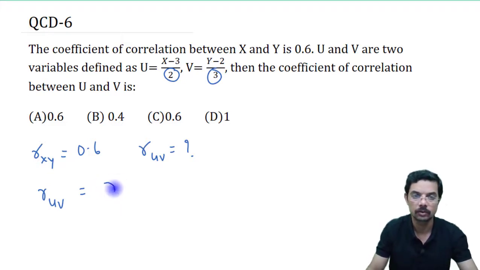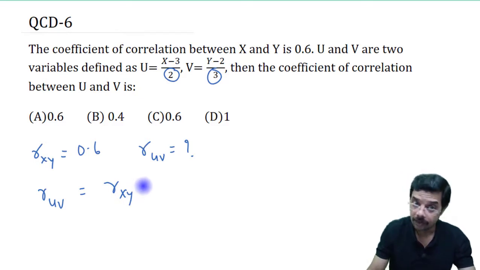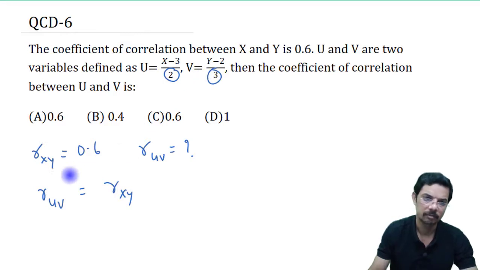R of XY will be equal to R of XY, or it will be equal to minus R of XY. It will be equal to R of XY if the signs of the scale factors are equal, that is both positive or both negative, and it will be equal to minus R of XY if they have different signs. In this case, both have the same sign, so no change will happen. So option A, 0.6, is the answer.